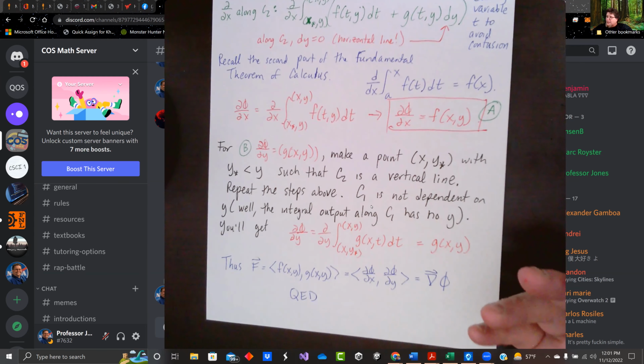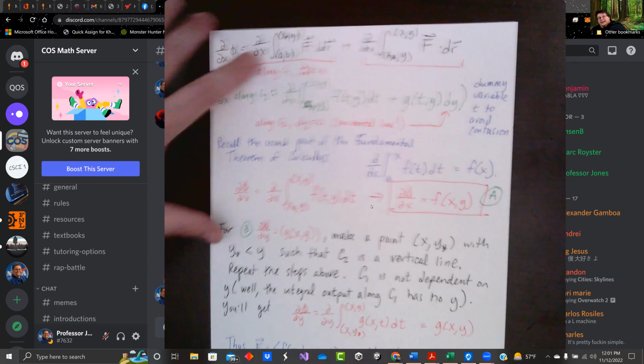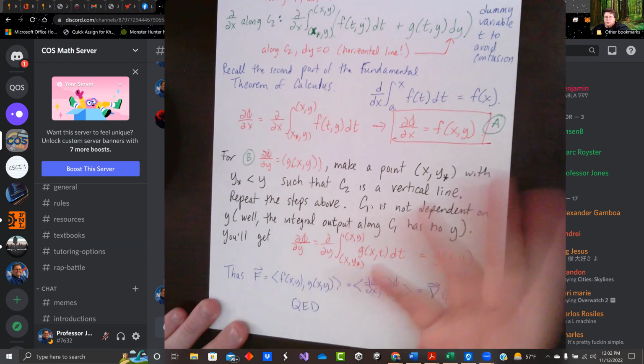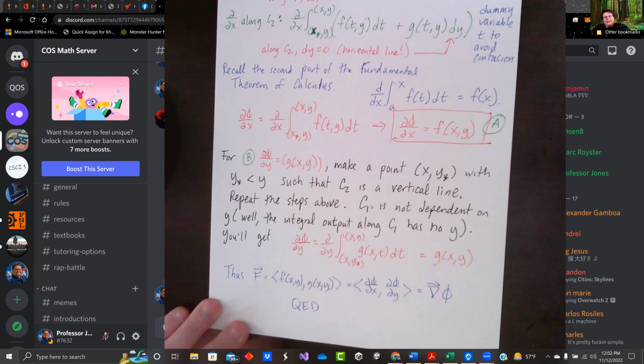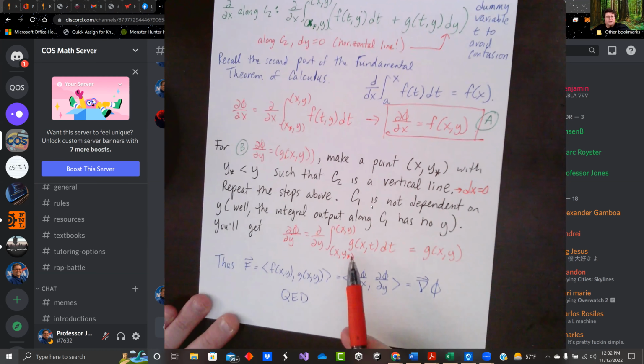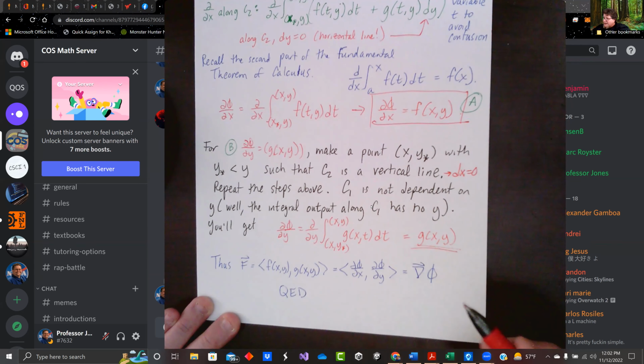So C1 will not depend on y, because the integral output doesn't have a y in it, just like the integral output up here didn't have an x in it. And for curve two, it's making a vertical line. So dx equals zero there. And you'll end up getting dv dy is the derivative with respect to y of the integral from (x, y star) to (x, y) of g of x, t dt. And that'll get us g of x, y. That proves the other half of what we wanted.